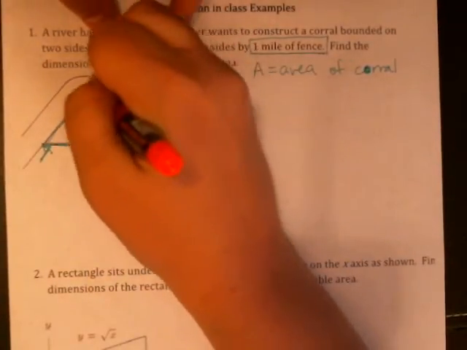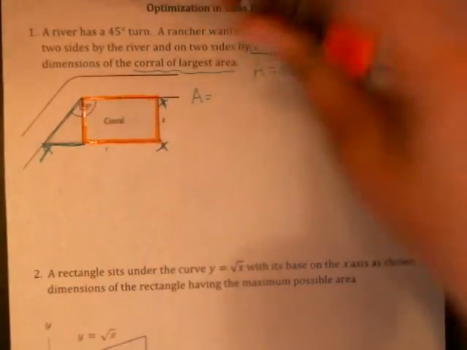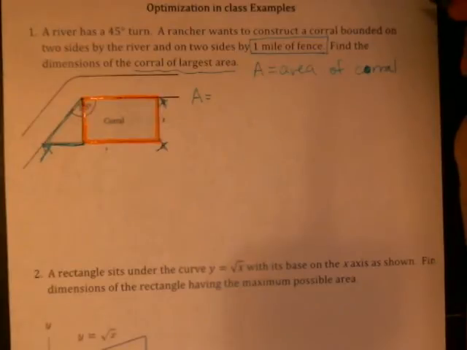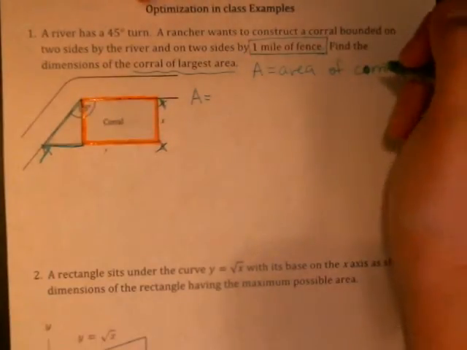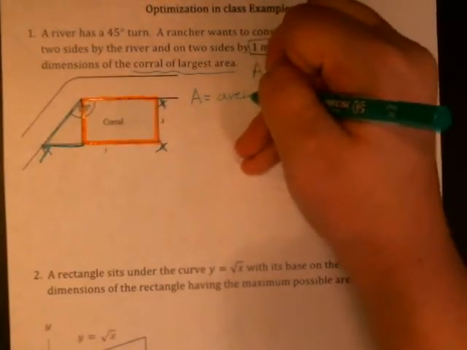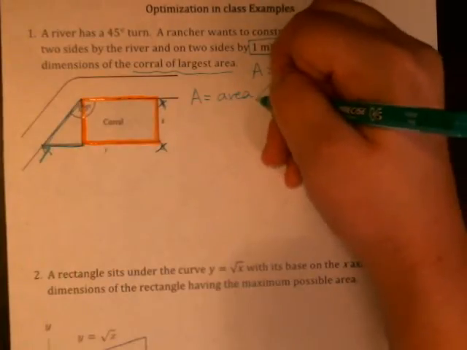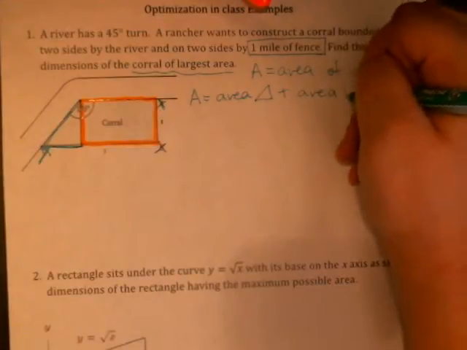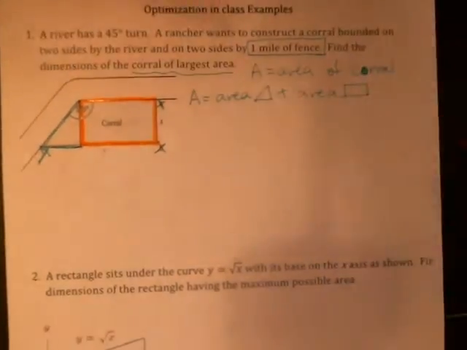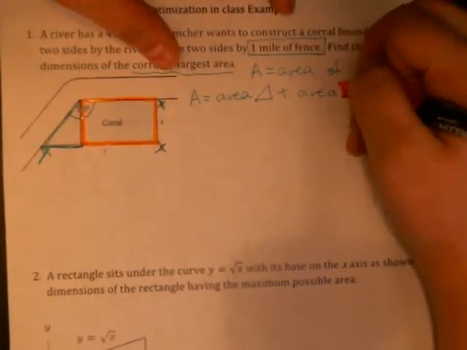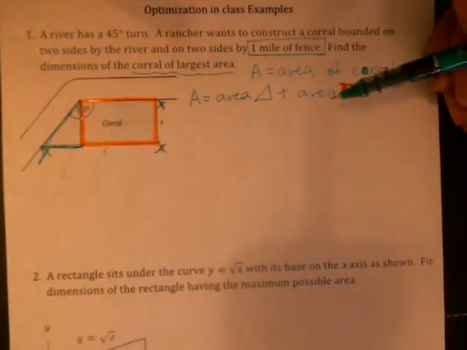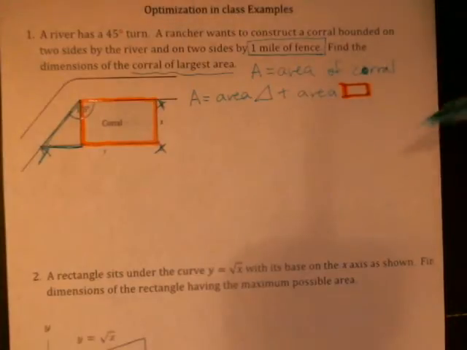If you have a trapezoid formula memorized, you could try and use that as well. I'm not actually sure how that works. I think it should work fine. But this is what I would do. I would say the area of the corral is going to be the area of this triangle plus the area of this rectangle. And again, this is just your work. It doesn't have to be pretty. It's just to help you get started. So this is my structure. I know it's going to be the sum of two pieces, and they're both area pieces.